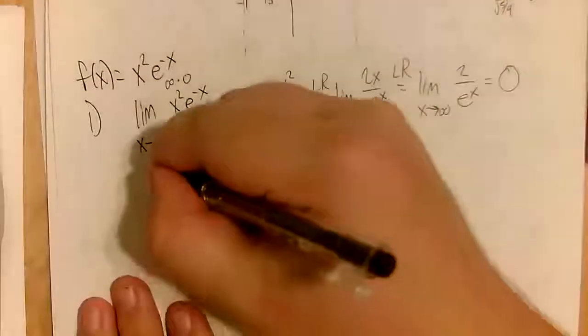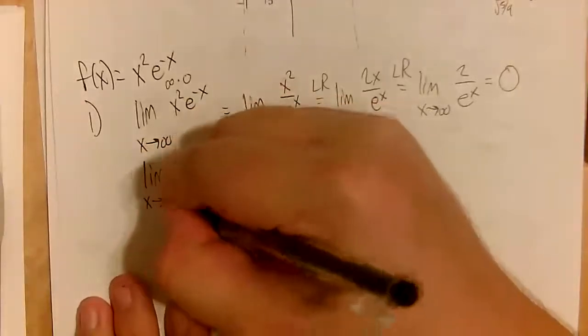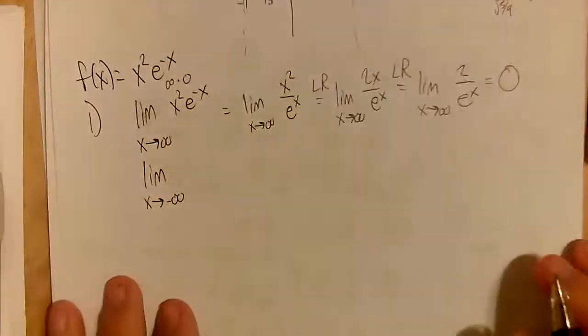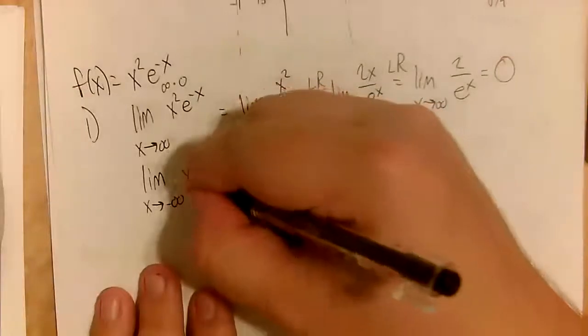All right, now let's check the limit as x goes to negative infinity, because sometimes we can get a different horizontal asymptote by looking in the other direction.